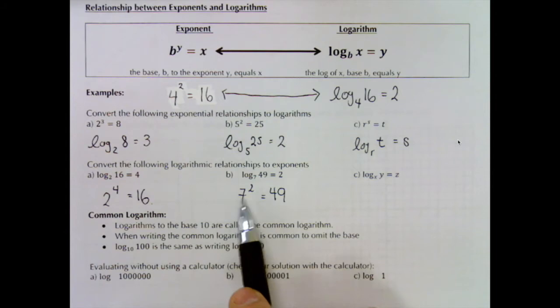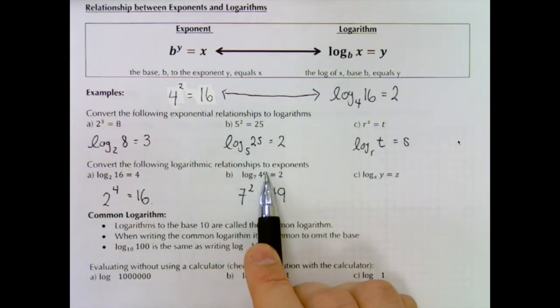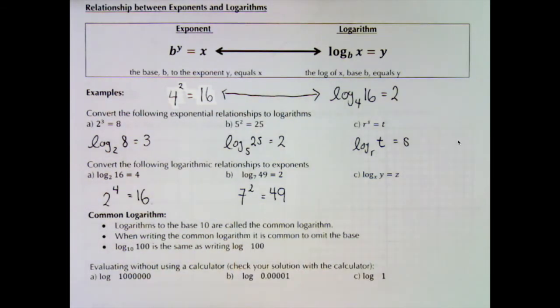So here we have 7 to the exponent 2 is 49. And in this case, we have the log of 49, base 7 is 2, because 7 to the exponent 2 is 49. So hopefully we're getting a sense of the relationship here.